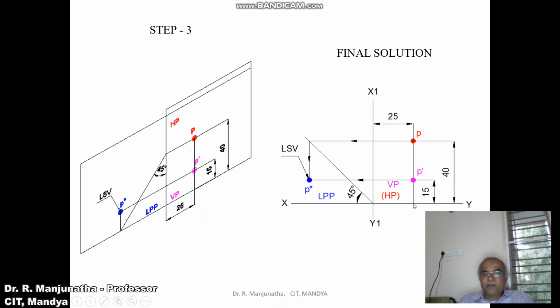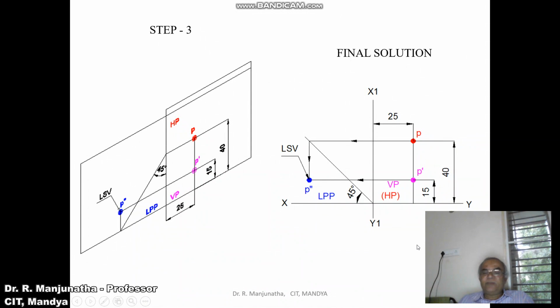So from the XY line, you measure the distance above HP of 15 mm. Since it is above HP, obviously that becomes the front view, because the image is going to be seen in the vertical plane. The vertical plane is also above the XY line. Therefore, from here you measure the distance of 15 mm and mark this point. Since the image is on the vertical plane, that is going to be the front view, so we write it as P dash. Then the distance behind VP is 40 mm. So from the XY line, you measure the distance of 40 mm and mark this point. This point is going to be P. And we know the distance of 25 mm, which has already been told.